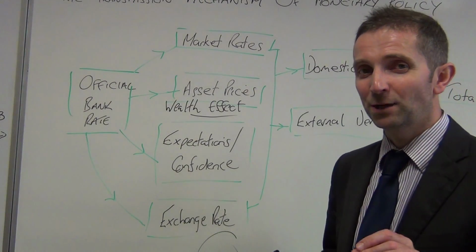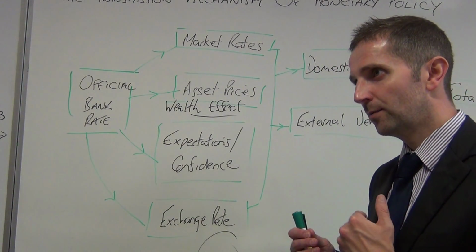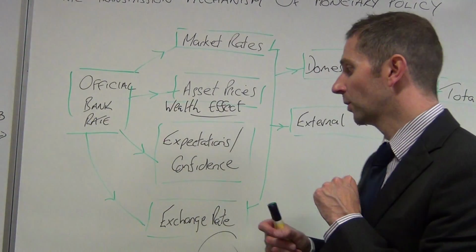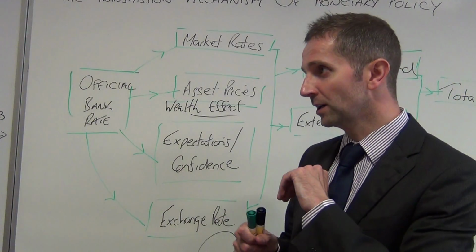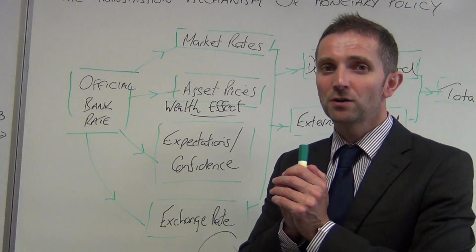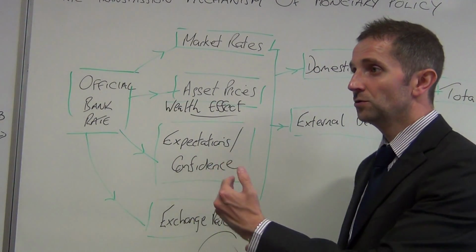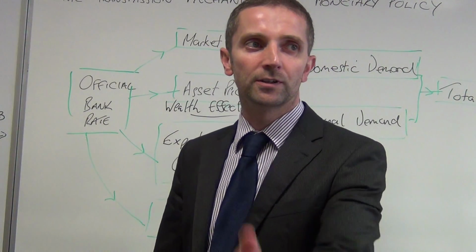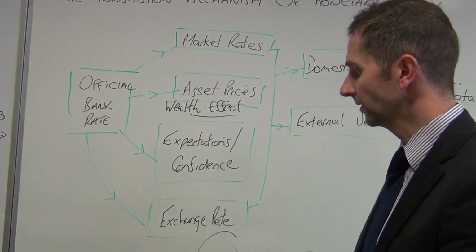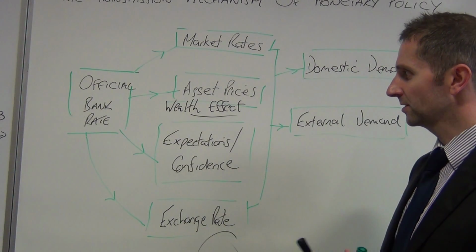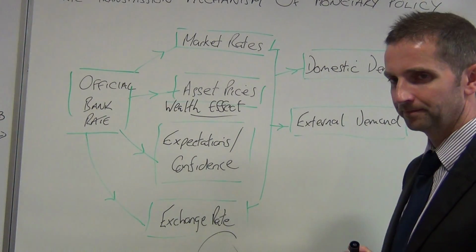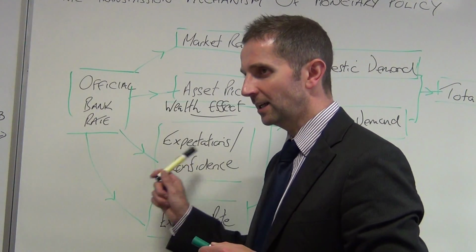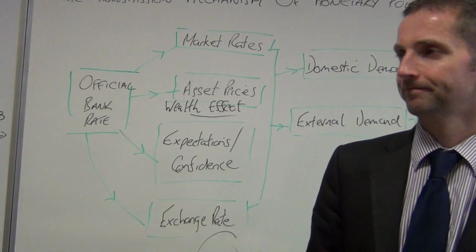You may have heard of equity release schemes, whereby you've paid off more of your mortgage, you don't owe much money on your mortgage, and so you can release equity out of the mortgage and use that to buy a Porsche or fund a lavish holiday or whatever it may be. So all of those types of things are associated with the wealth effect. How does the official bank rate impact expectations and confidence?